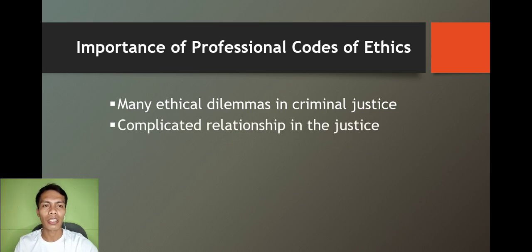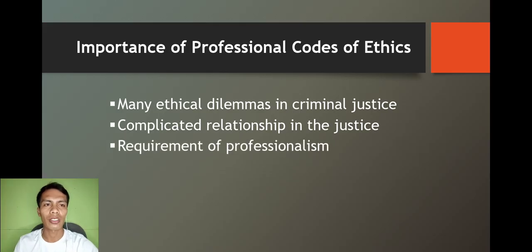The next is the complicated relationships in justice. So there are complications in relationships and in justice. So this code of ethics is our guide, as professionals, on what is right and what we should do. Then next is the requirement of professionalism.